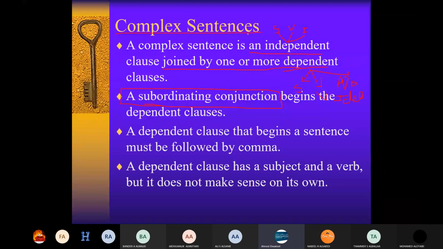So again, a complex sentence must have an independent clause, a dependent clause, and also a subordinating conjunction. If you begin your sentence with the subordinating conjunction, you must put a comma between the two clauses. The dependent clause also has a subject and a verb, yet it doesn't make sense on its own, meaning no complete idea or information.